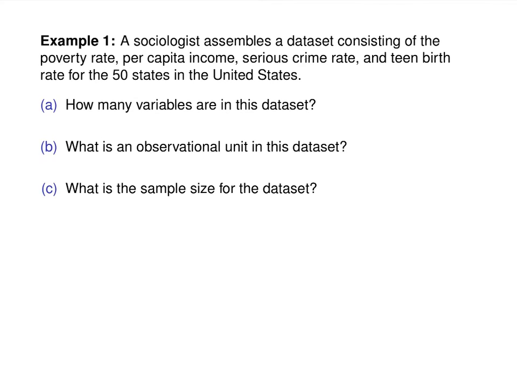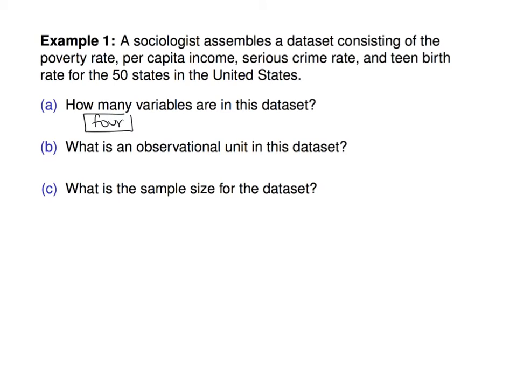So suppose a sociologist assembles a data set consisting of the poverty rate, per capita income, serious crime rate, and teen birth rate for the 50 states in the US. First question, how many variables are in this data set? So how many different things are measured? If you count them up, they measure the poverty rate, per capita income, serious crime rate, and teen birth rate. So that gives us 4 different variables.